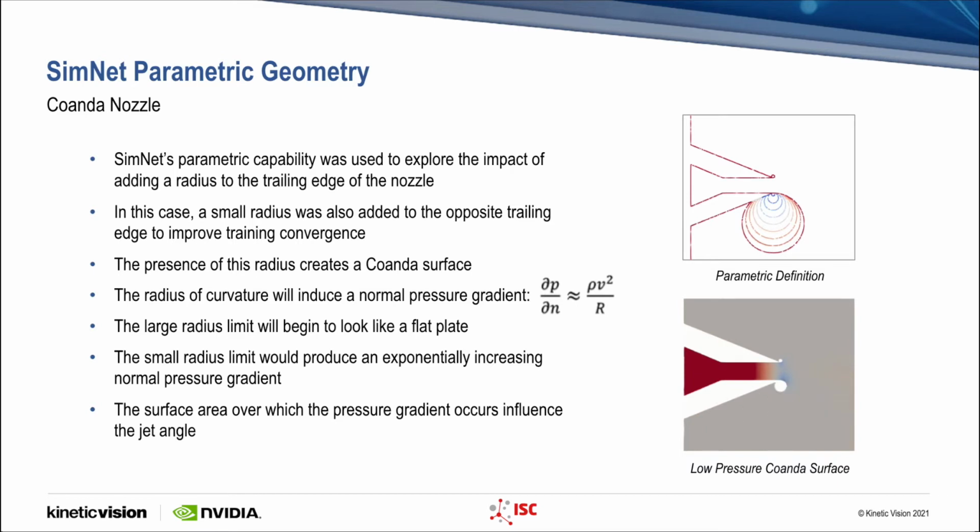And you can see in the lower right-hand corner, by increasing that radius, you change the pressure gradient at that exit, and that's one of the parts of the Coanda effect that we're going to be taking advantage of in this design. As the radius gets larger, it will begin to look more like a flat plate. As the radius is smaller, it will produce an exponentially increasing normal pressure gradient. And you also have to take into account that as that radius changes, the surface area over which the pressure gradient occurs is going to have an influence on the jet angle.